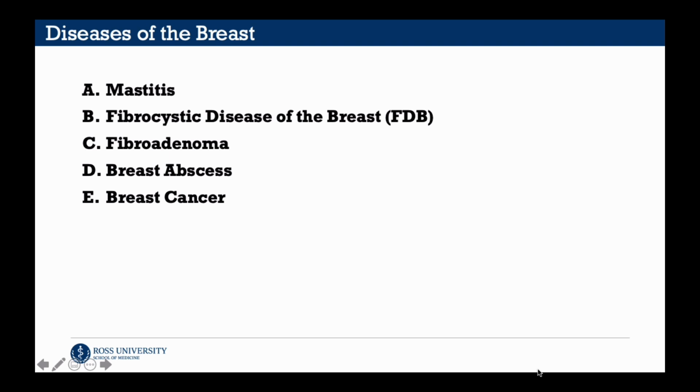We will now move on to disease of the breast. These are mastitis, fibrocystic disease, fibroadenoma, breast abscess, and breast cancer.